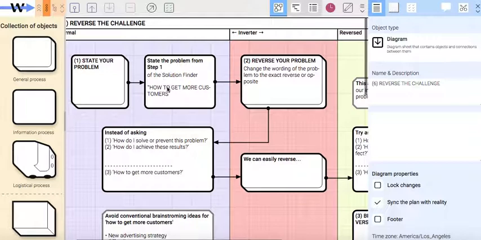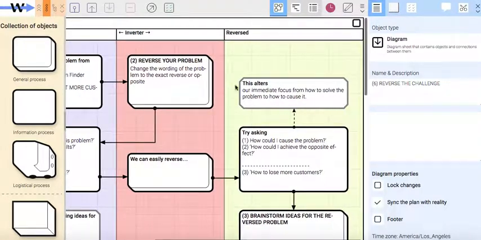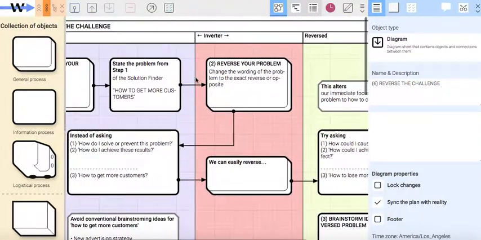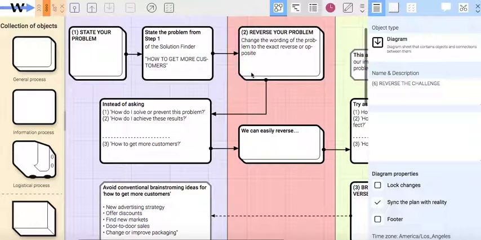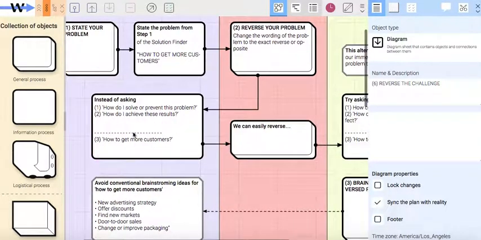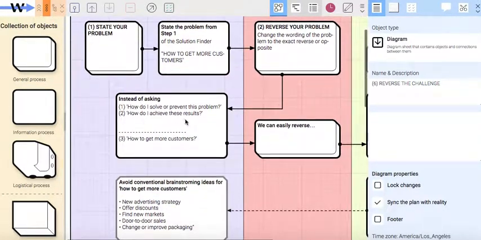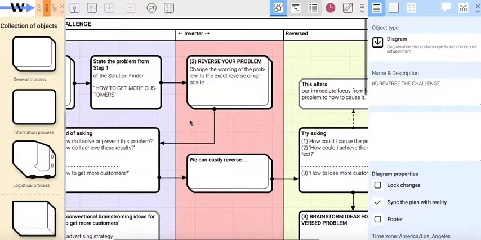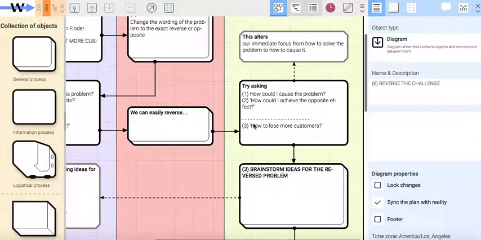Okay, you state the problem here: how to get more customers. Reverse your problem. So this is the action area, and then you go and reverse it here. Instead of asking how to solve, basically he's reversing the problem. This is in the normal sense. This is not reversed yet. So again, we're under the normal category, and he showed you instead of asking this, let's invert this to here, and we're going to try asking the reverse.